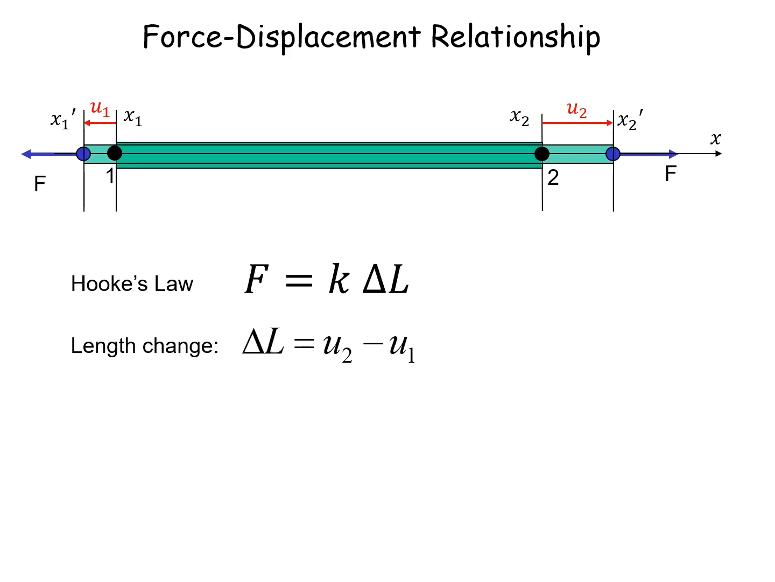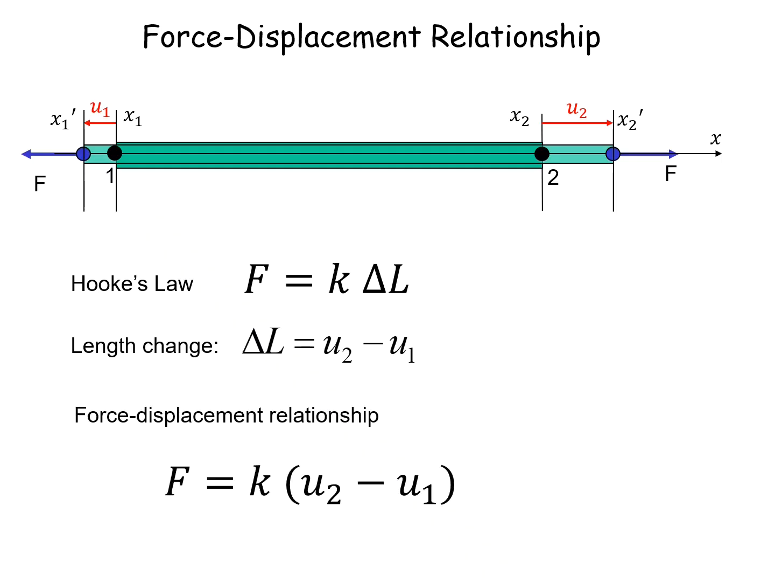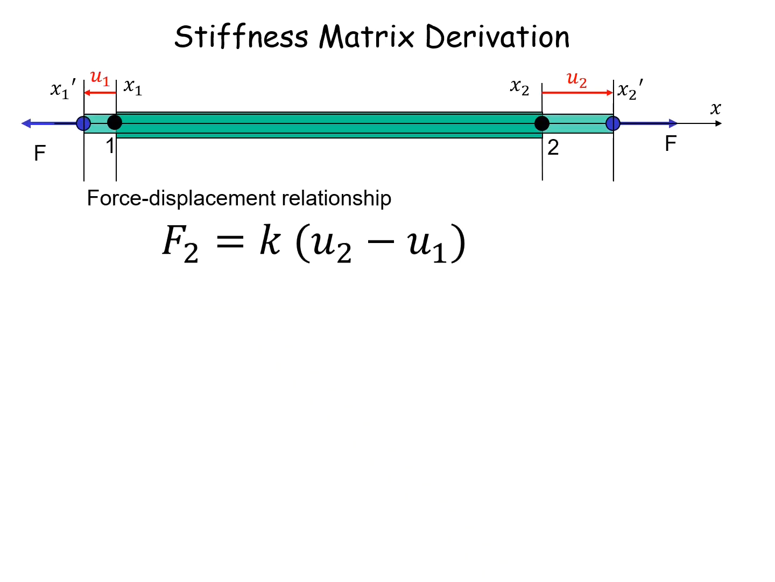From the relationships between force and change in length, and between change in length and nodal displacements, we can derive the force-nodal displacement relationship. The force at node 2, F2, is equal to the stiffness, K, multiplied by the relative displacement of the element. The relative displacement is the difference between the displacement of the end node, U2, and the start node, U1. From Newton's third law, the force at node 1, F1, is equal in magnitude and opposite in direction to the force at node 2. This is also expressed using the stiffness relationship.